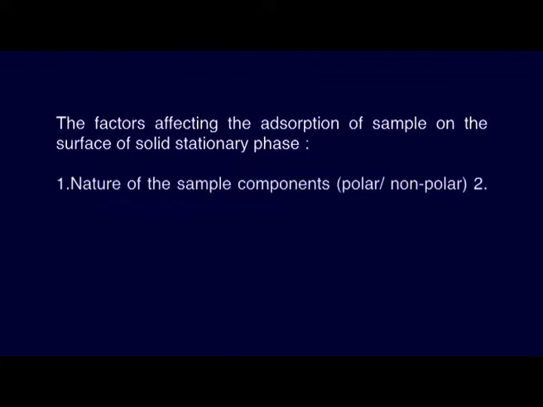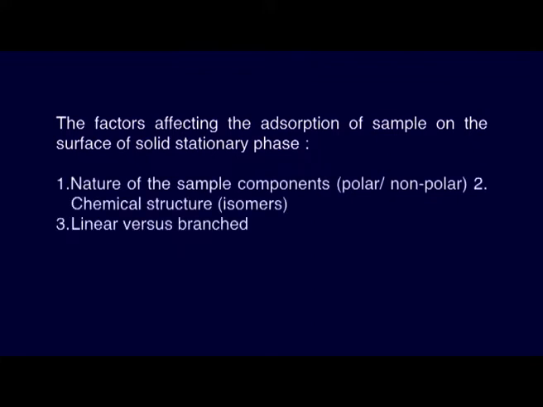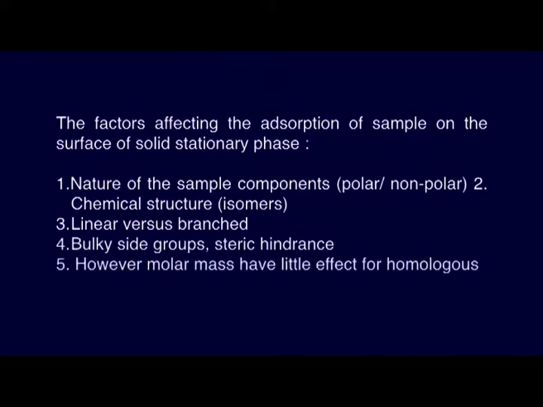The factors affecting the adsorption of the sample on the surface of the solid stationary phase mainly include the nature of the sample component. For example, we can have polar sample components and non-polar sample components; how we separate them will affect the separation. Then we have the chemical structure of the components. For example, we can have the same chemical formula or the same molecular mass but different types of isomers, which can be separated. Then we can have linear components of the same molecular weight and branched structures, which can also be separated. Then we can have a bulky structure, or a bulky side group on the main chain, that will contribute some steric effects.